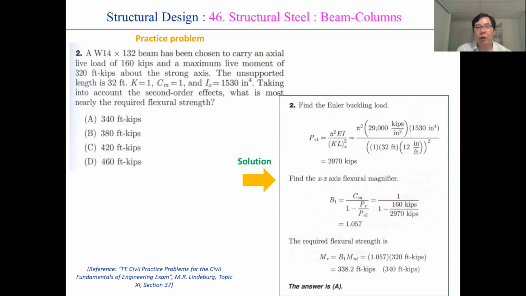And finally, you replace the values that you calculated before in this equation. So you can find the final result Mr equal to 338.2 foot-kips. So when you compare the final result with the options at the beginning, you can find that the good answer is A, 314 foot-kips.